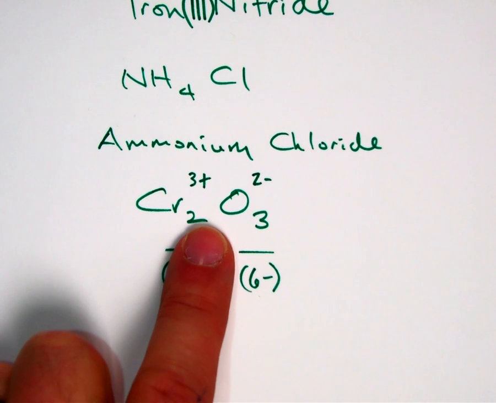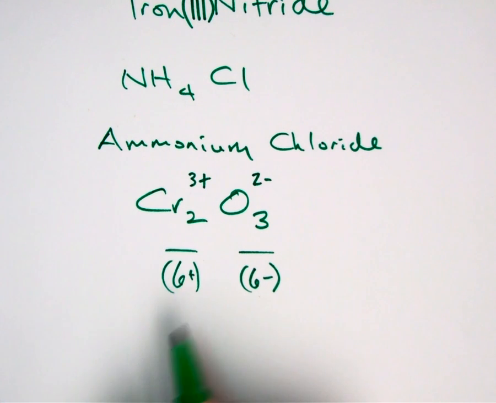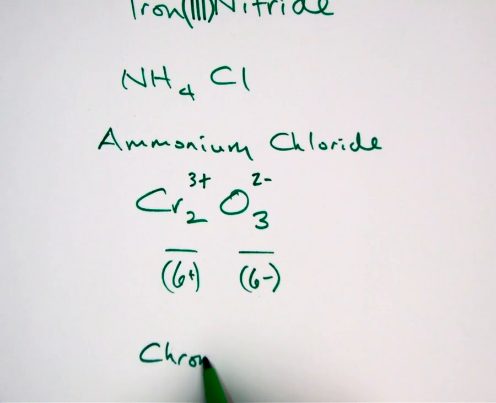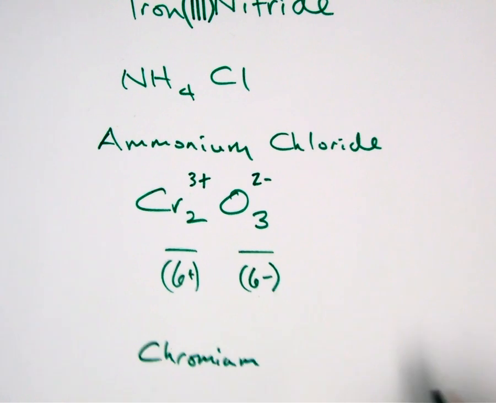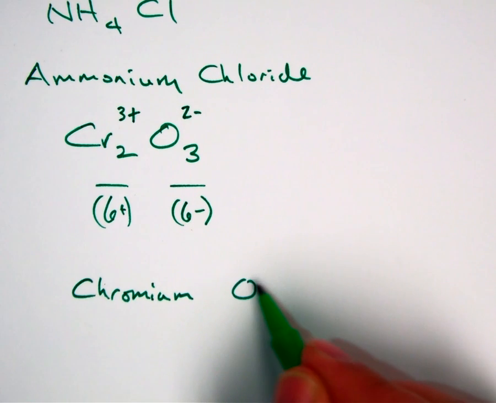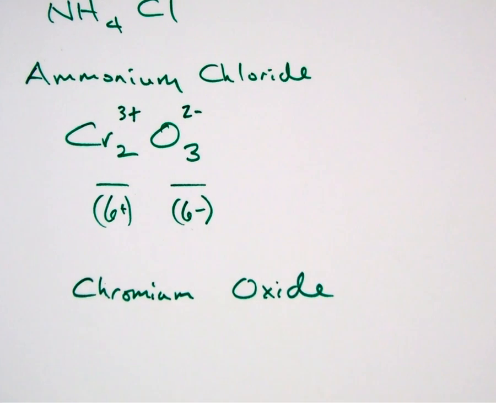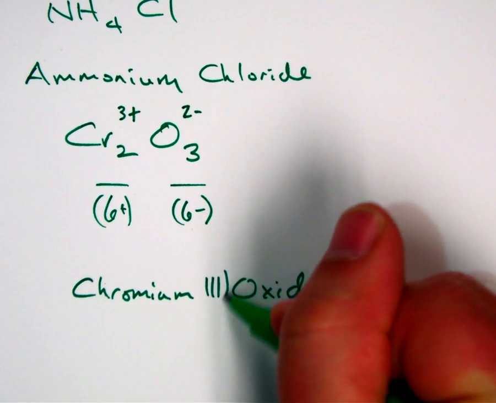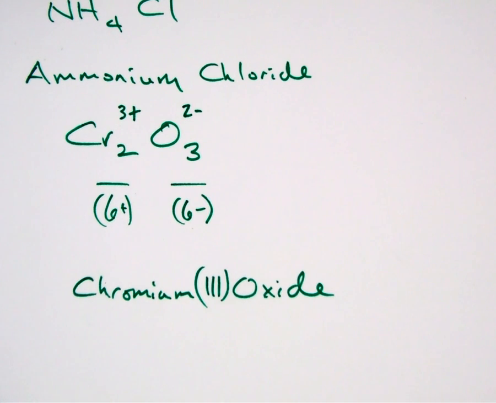So I can get 6 plus if I multiply them. So I have Cr2O3, and we said the name of it was chromium. What would the second part of the name be? Oxide, good. And then what charge did chromium wind up having that we figured out? 3 plus charge. So what do I do? Put a Roman numeral 3 in the middle, and you're done. All right, does that make sense to everybody? Good, good.